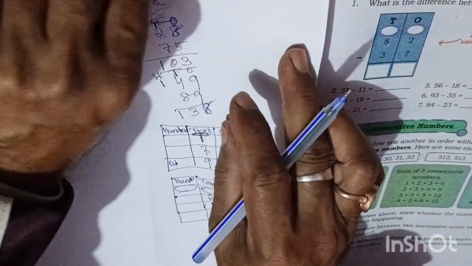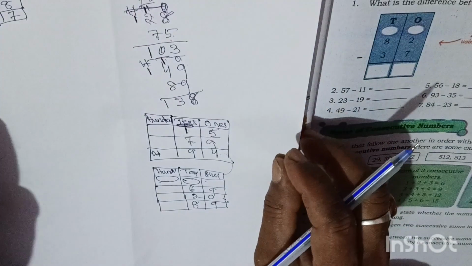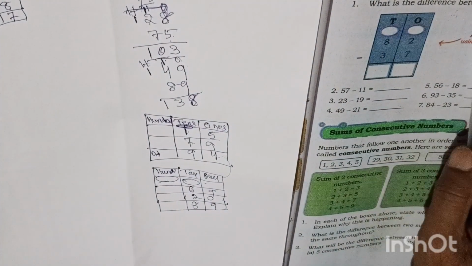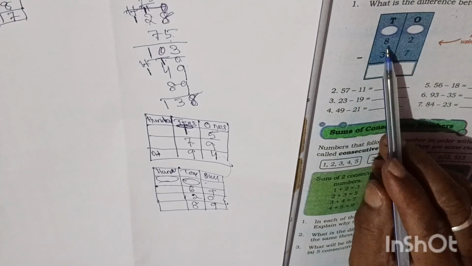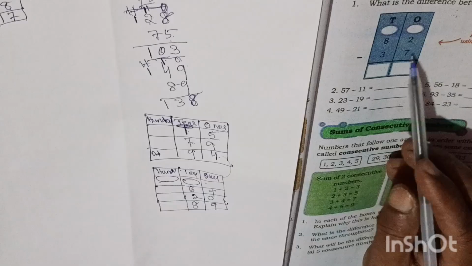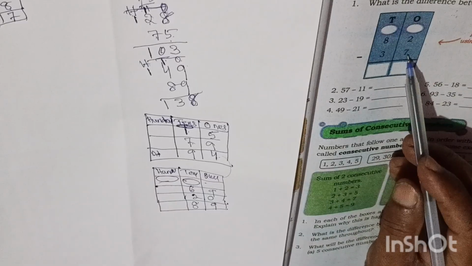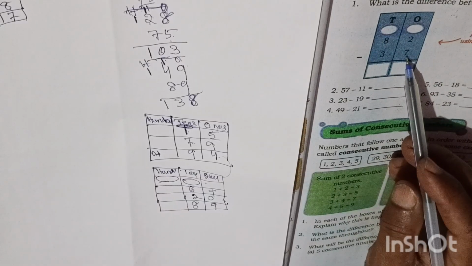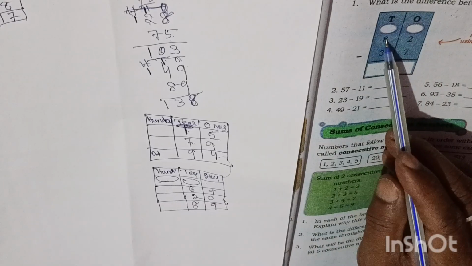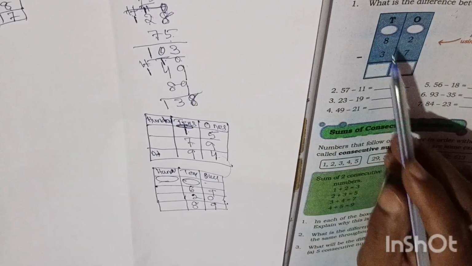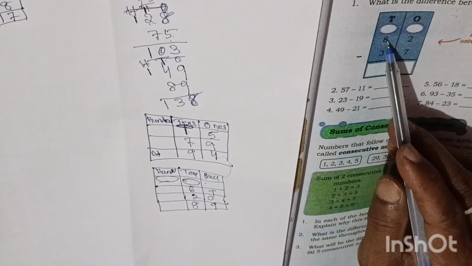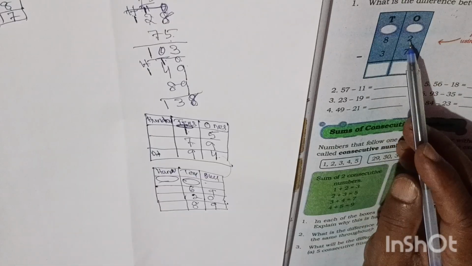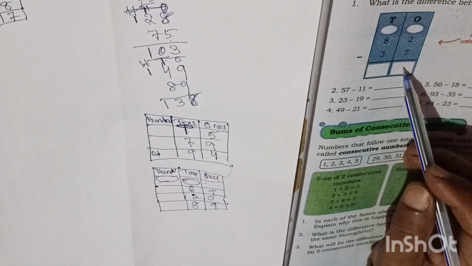Then let us solve another problem. What is the difference between 82 and 37? In this way, you can find out the difference between 82 and 37. Here 2 is less than 7. So, using place value, you take 1 from the tens place. In the tens place, the number is 8. When 1 goes to the ones place, 7 remains. So that is 12. 12 minus 7 is equal to 5.